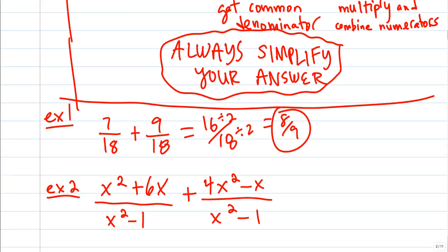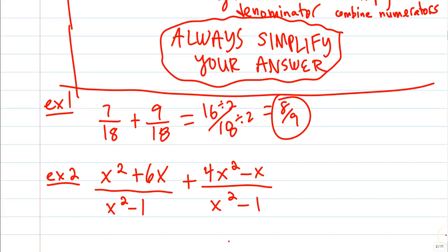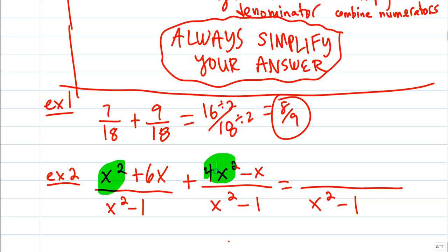Well, this one looks a little more intimidating, but it still has the same denominator, which means the pieces are the same size, and we can add the numerators. So I'm thinking of this as a common denominator of x squared minus 1, and then I'm going to look for some like terms. For instance, x squared and 4x squared can add together, giving us 5x squared, and then I have 6x minus x, how about plus 5x?